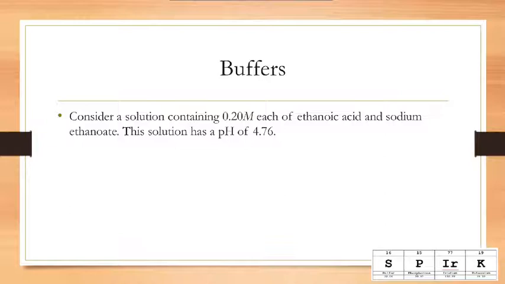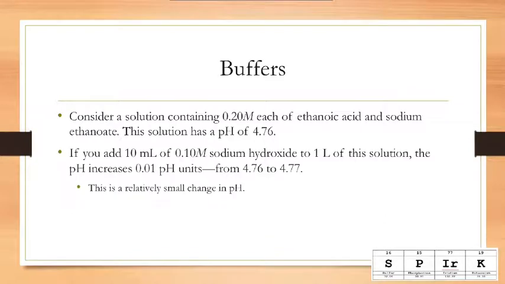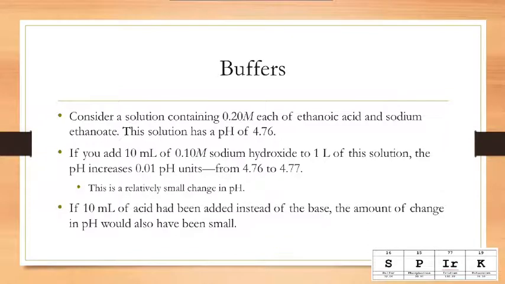So consider a solution containing 0.20 molar each of ethanoic acid and sodium ethanoate. This solution has a pH of 4.76. If you add 10 milliliters of 0.10 molar sodium hydroxide to 1 liter of the solution, the pH increases 0.01 pH units, only from 4.76 to 4.77. This is a relatively small change in pH. If 10 milliliters of acid had been added instead of the base, the amount of change in pH would have also been small.